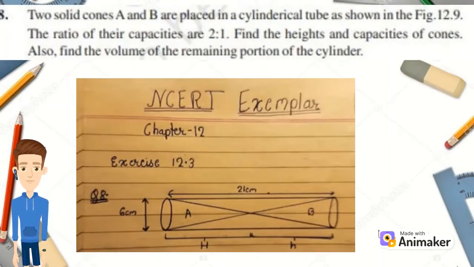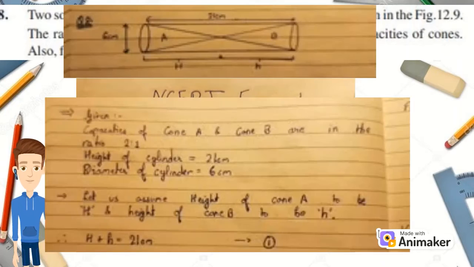Now, before starting with the solution, as I have said in my previous video, first you should make the figure about what the question is saying. So, I have made the figure and named one cone as cone A and the other as cone B. The height of cone A is capital H and the height of cone B is small h. The total height is 21 centimeter and the total diameter of the cylinder is 6 centimeter. The diameter of both the cones is 6 centimeter as well. Now we'll start with the solution.